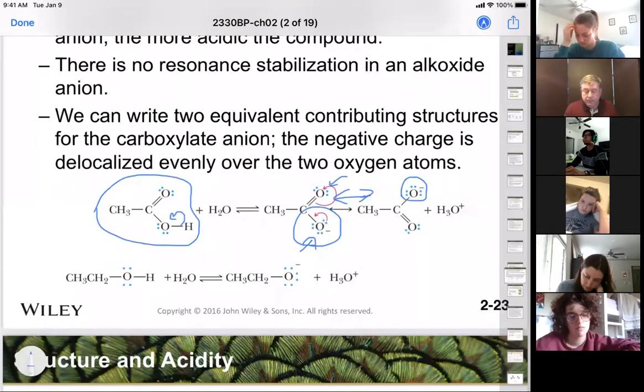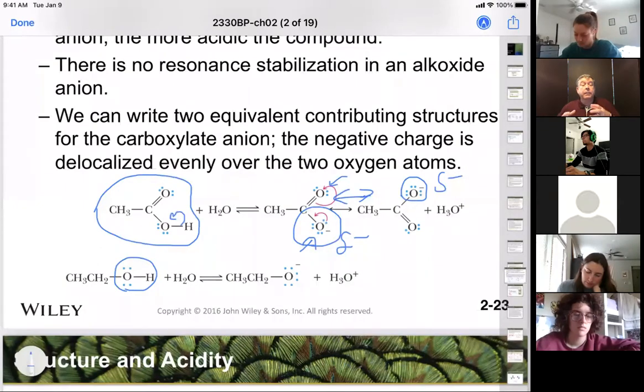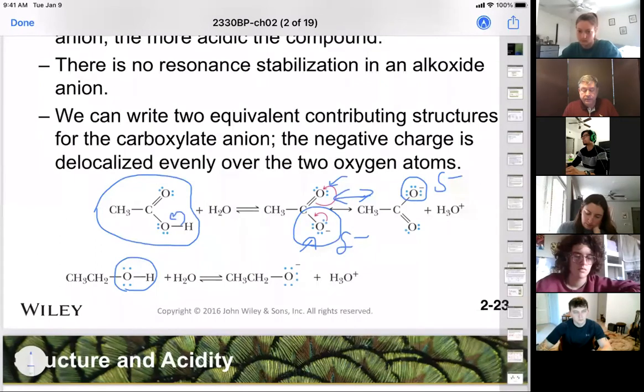So that means we spend half our time here, so it's half a negative charge there, half a negative charge there. So that's easier to stabilize because only part of the negative charge is on either oxygen at any one time. In contrast, if we have something where the ion has to stay on that oxygen, it means that it is going to be less acidic because there's a full -1 charge on that oxygen, and it's going to be easier for it to just stay protonated. Does that answer your question?